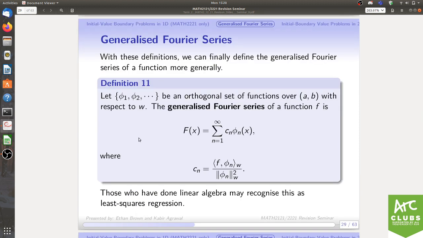Now, what we can do from here is we can create this really cool idea of a generalized Fourier series. And generalized Fourier series have the charm in that, well, we'll get to why exactly they're super duper important.